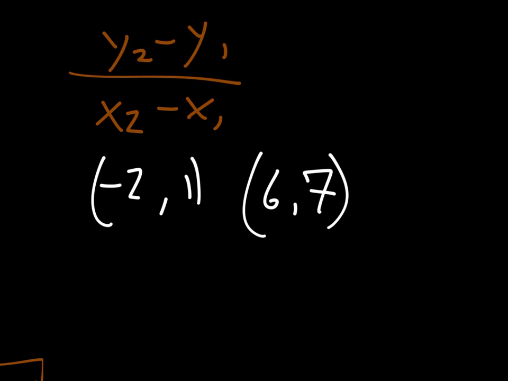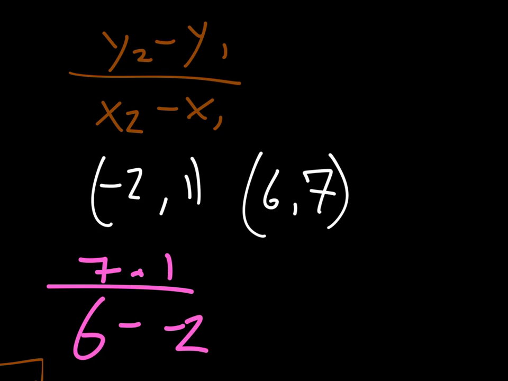y2 minus y1. Either way, you'll get the same answer, like I said, so let's just do it the way we normally do it. 7 minus 1 and 6 minus -2. This is a minus sign. 7 minus 1 gives us 6, and 6 minus -2. Remember, when we subtract negatives, we add the opposite. Therefore, 6 plus 2 just gives us 8. So now we have 6 over 8.